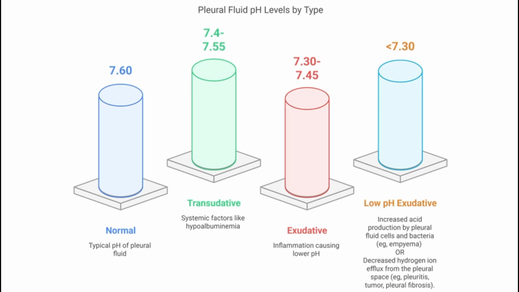A pleural fluid pH of less than 7.3 is suggestive of either increased acid production by pleural fluid cells and bacteria, like in the case of empyema, or decreased hydrogen ions efflux from the pleural space, like in the cases of pleuritis, tumors, and pleural fibrosis.